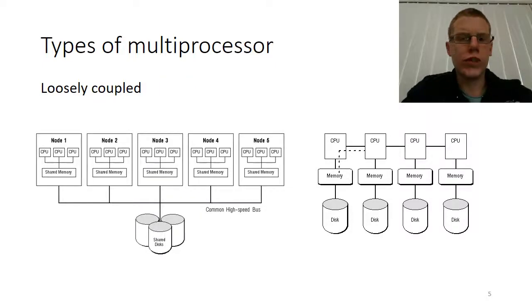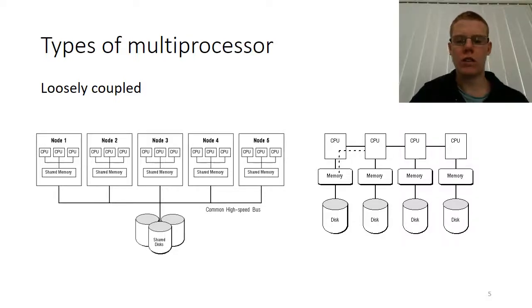The second broad category is what we call loosely coupled multiprocessors. So in this case, we have a system which has multiple processing elements, so multiple CPUs, but the degree to which they are coupled by their memory requirements is what we call loose.